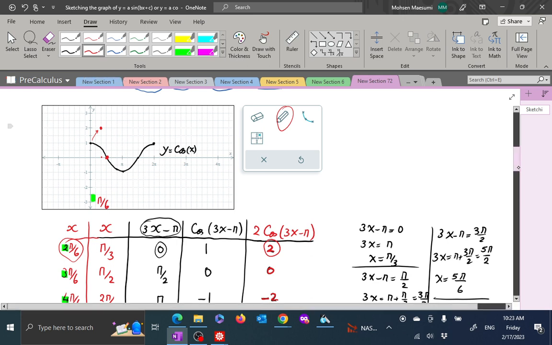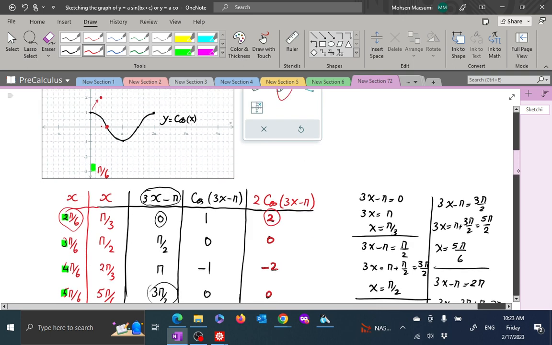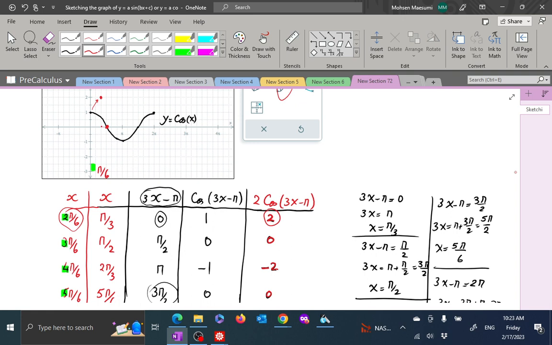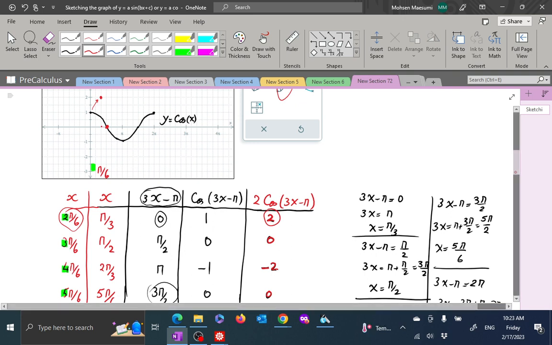Next, I have a hard time fitting both of these things here. So next is 4 pi over 6, same as 2 pi over 3. 4 pi over 6 means 4 blocks, and that means at 4 pi over 6, where am I? At 4 pi over 6, I'm at minus 2. So this is 4 pi over 6, and minus 2, I'm going to be down here.